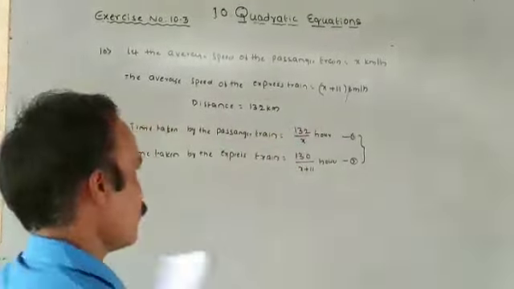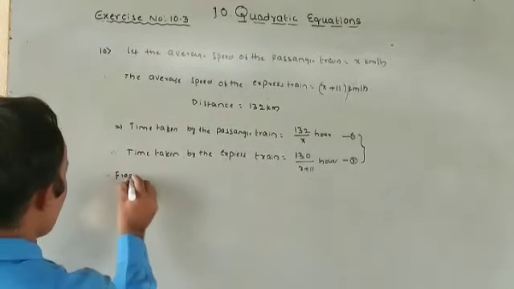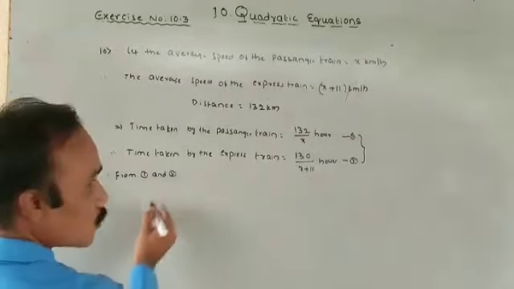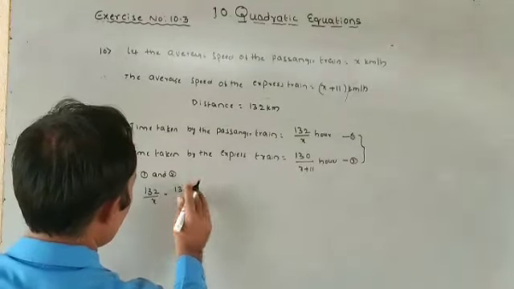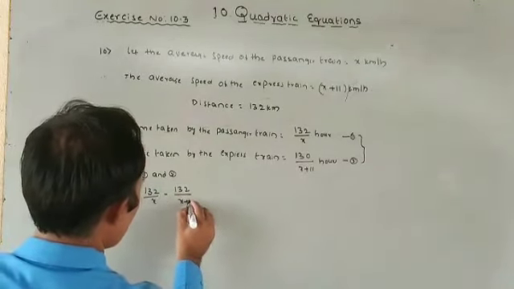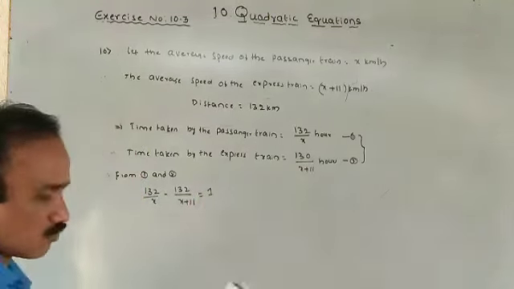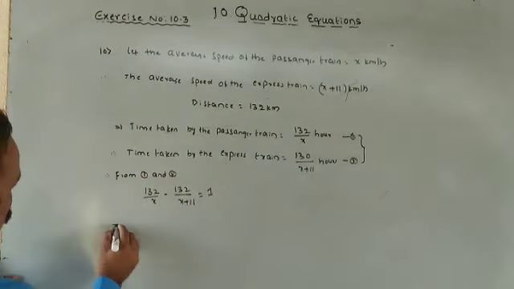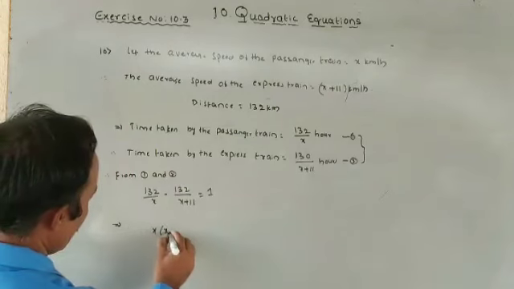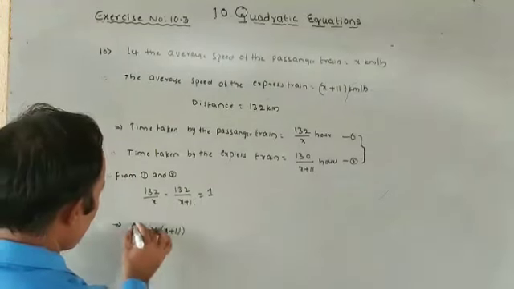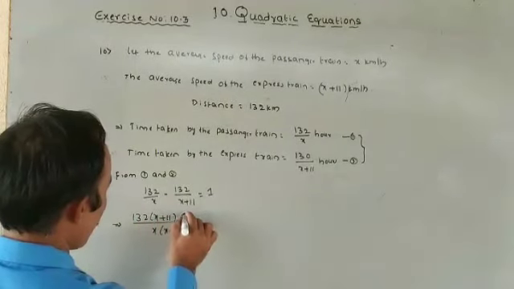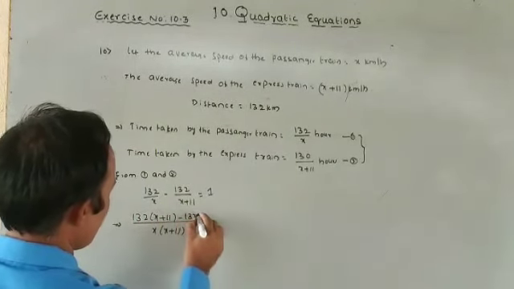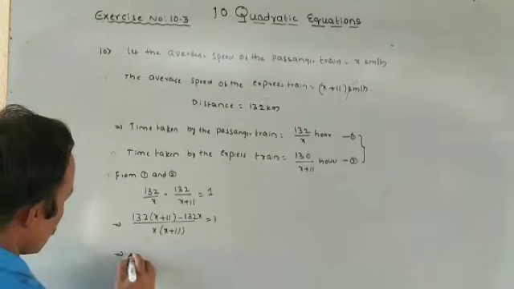So 1 divided by 9. 8 is 72 plus 3, 75 by 8. So therefore, 2x plus 10 divided by x into x plus 10 is equal to, let's make it reverse now, 8 divided by 75. Yes, is it clear? Any doubt?